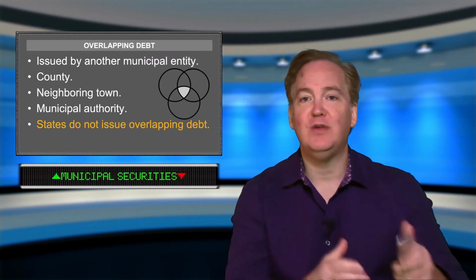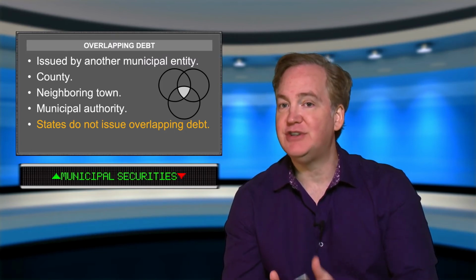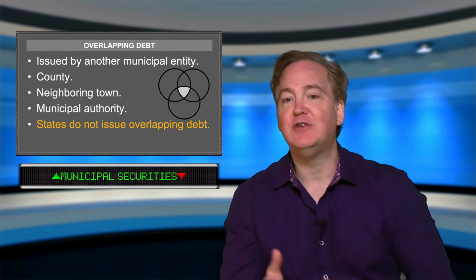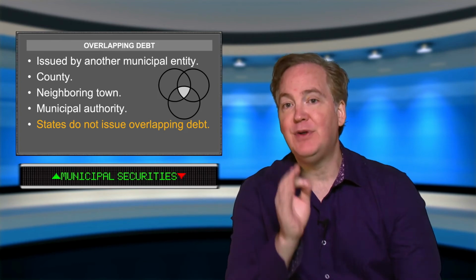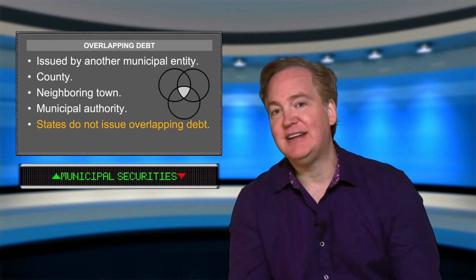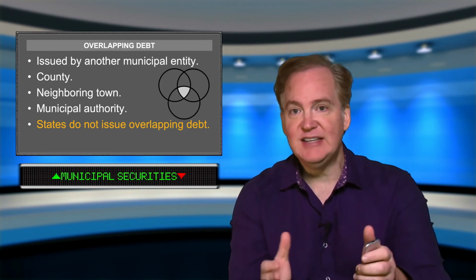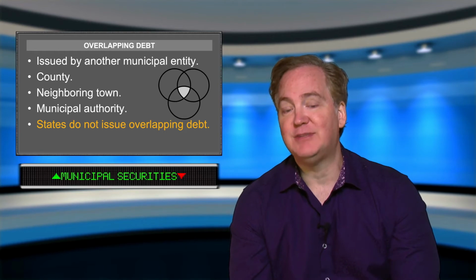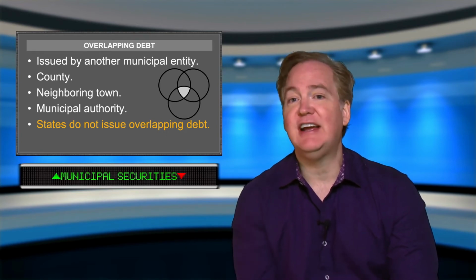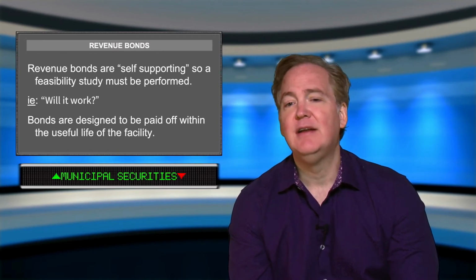Overlapping debt is only issued between two towns that are right next to each other and share borders, or a county and the towns within that county. Those are the entities that can issue overlapping debt, or saying it another way, those are the towns that could have responsibility for repaying a bond issue undertaken by the neighboring town or the county.